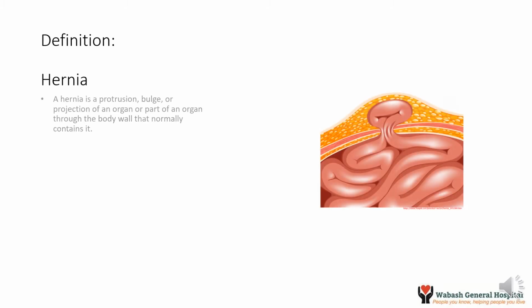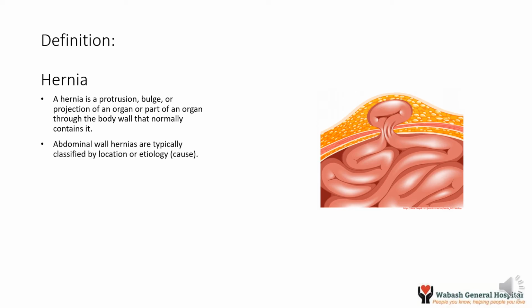And that definition, hernia. A hernia is basically a protrusion, bulge, or projection of an organ or part of an organ through the body wall that normally contains it. As you can see here, there's the intestine and the abdominal wall contains it, but if there is a defect in the abdominal wall, the intestines can protrude out, thus making it a hernia. These are usually classified by location or by the cause.